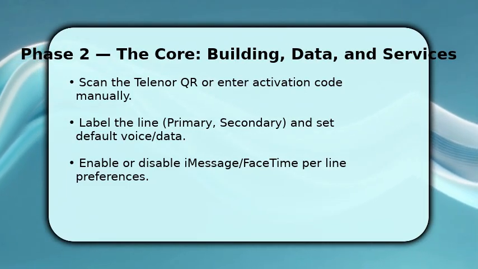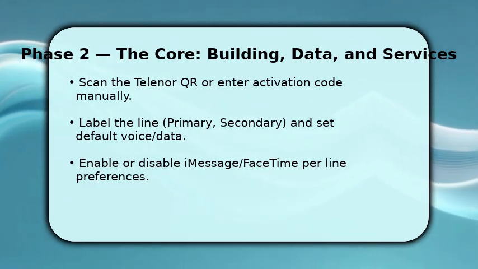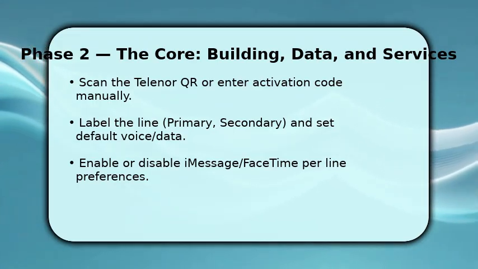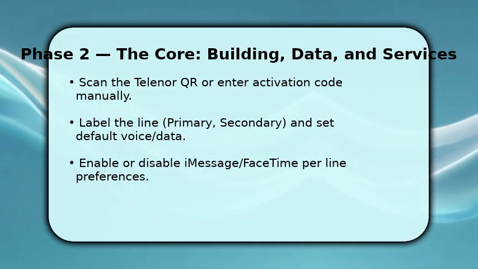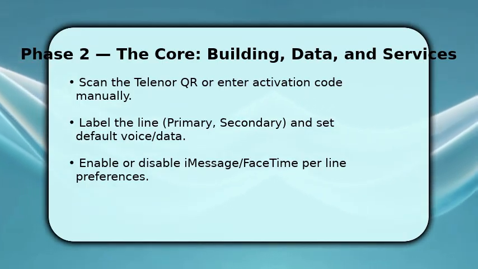Then assign defaults. Choose which line you want for voice, SMS, and cellular data. Make sure to check iMessage and FaceTime settings so texts use the intended number. If you plan dual SIM use, set cellular data to the faster or cheaper plan.